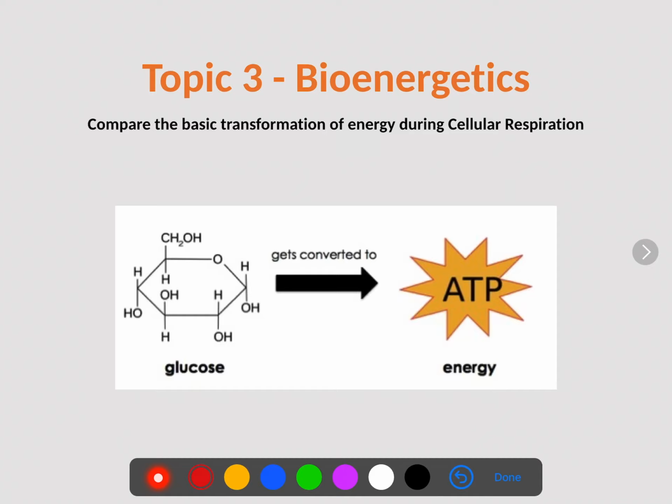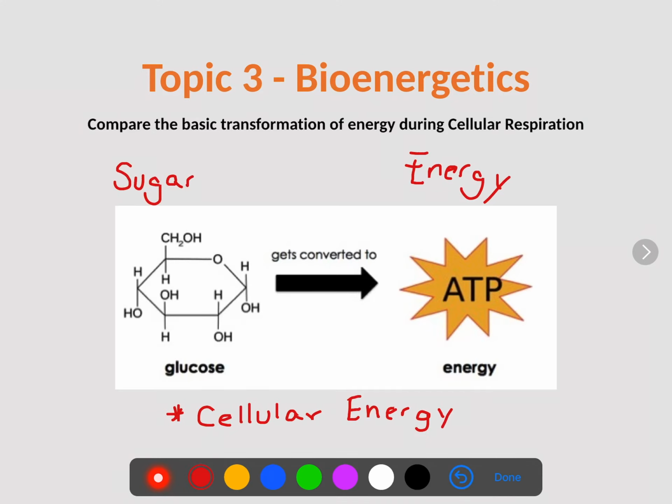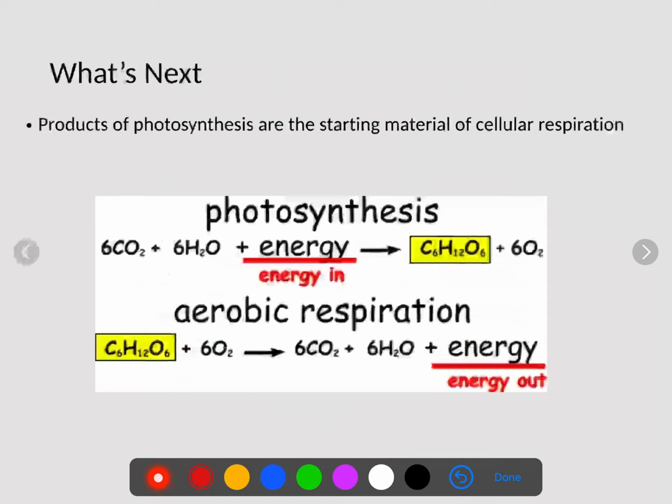Now remember, cellular respiration, the ultimate goal of this is to produce our molecule of ATP, or our molecule of energy. Now in this case, we're taking glucose, which is our sugar molecule, and converting it into energy in the form of ATP. ATP is important because it's responsible for all of our cellular energy. It doesn't matter if it's prokaryotic or eukaryotic, all organisms use ATP as their energy source.